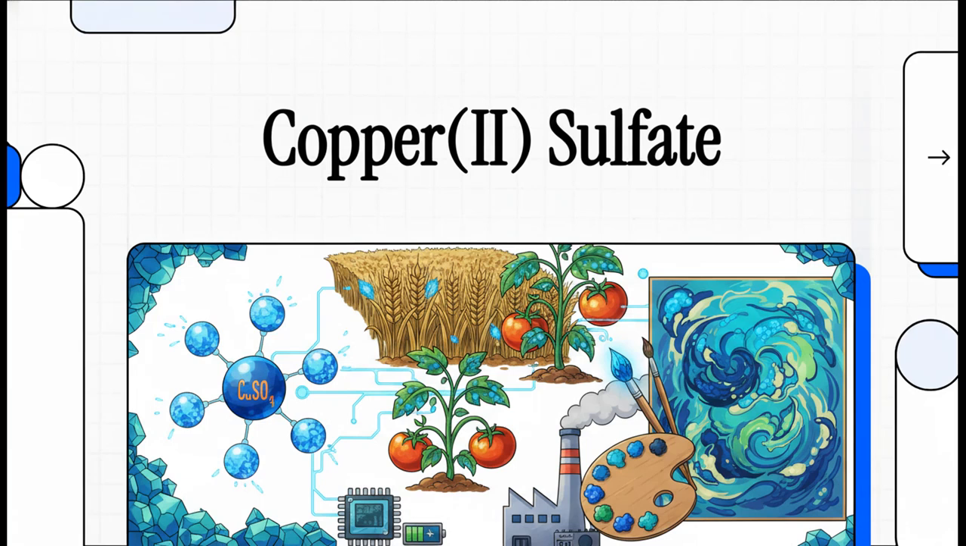Okay, let's jump right into this explainer. Today we're exploring the absolutely fascinating world of copper 2 sulfate. Now, this is a compound that seamlessly bridges heavy industrial chemistry with breathtaking contemporary art. It's a substance that has quite literally shaped our world, from the food we grow to the art we create. And it all starts right down at the atomic level.